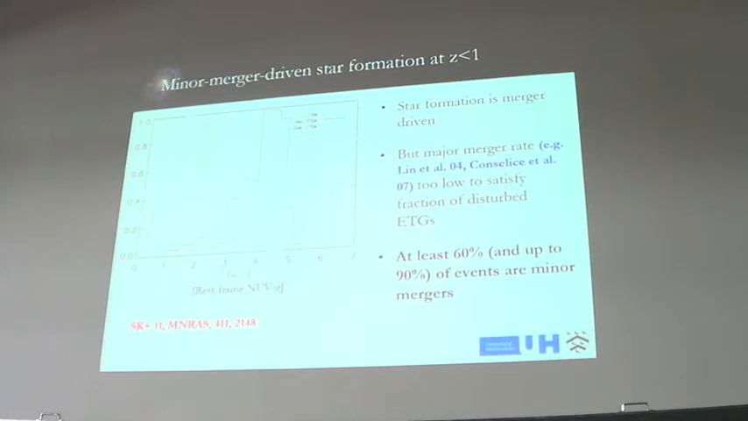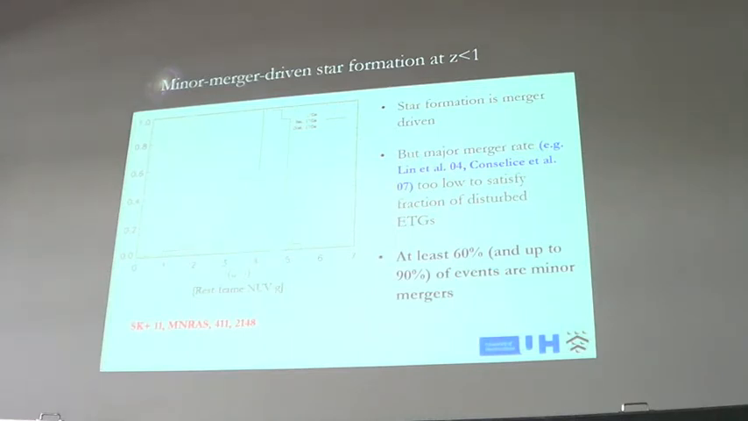So we've heard a little bit about minor mergers. It's likely, based on what we've done with GALEX and the CDF South data, that at least 60%, and perhaps up to 90%, because there's a scatter in the empirically derived major merger rates, of the events which are driving the star formation in these early type galaxies are likely to be minor mergers.